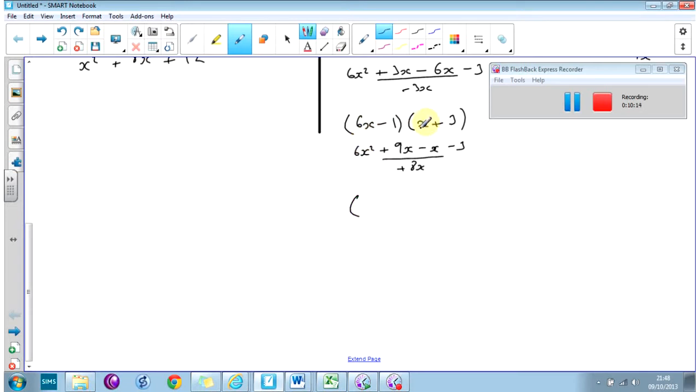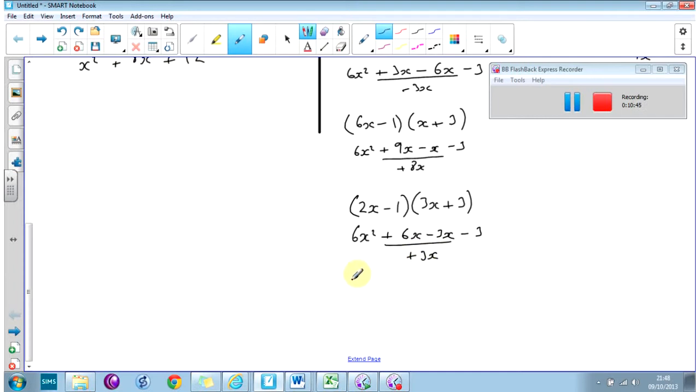Now, I've used up my 6 times 1, now I'm going to do my 2 times 3. So I'm going to have 2x minus 1, and then 3x plus 3. 2x times 3x is 6x squared, as before. 2x times 3 is positive 6x. Minus 1 times 3, minus 3x. And then we've got our minus 3 at the end, and those two there make positive 3x.